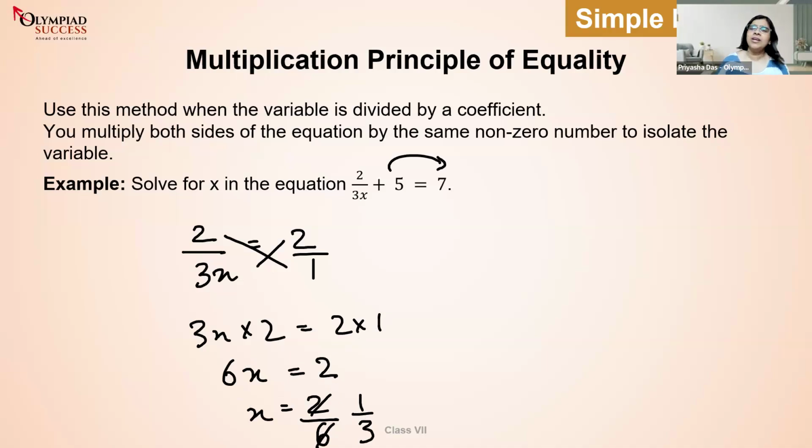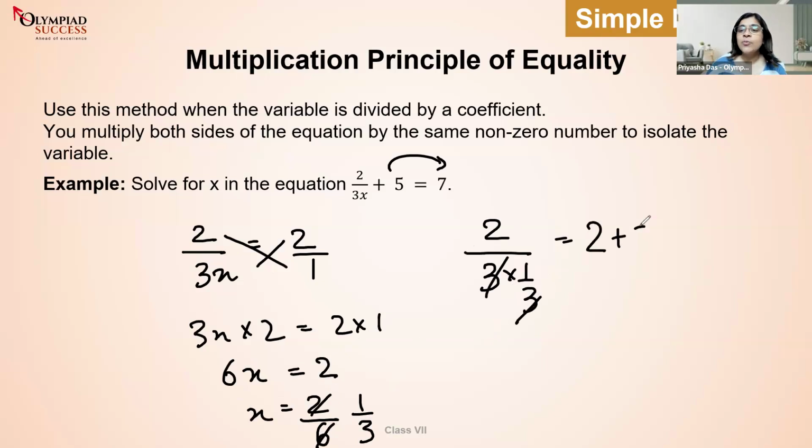Shravya will be like, ma'am, you convinced me. I nodded my head also and then you changed the answer. I am not changing the answer. I am showing the answer. 2 divided by 3 into 1 by 3. What do you get? 3, 3 cancel. Only 2. And 2 plus 5. Do you get a 7? Yes. So the answer should be 1 by 3 and not 3.